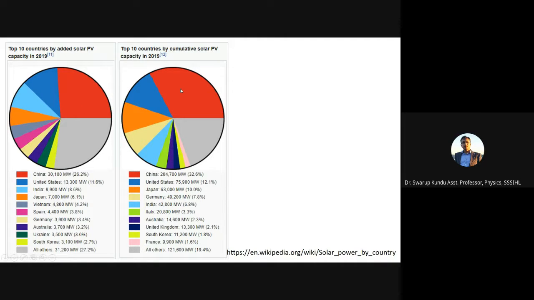And then cumulative total wise, if you see, still China is on top, then the US, then Japan, then Germany, and then comes India in the fifth place. But it is growing. So if you wait maybe another 5 years or so, you'll see a lot of development or increase in this solar PV capacity.